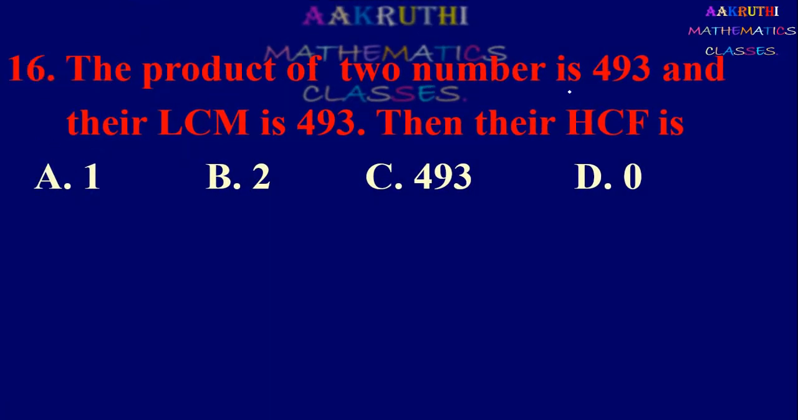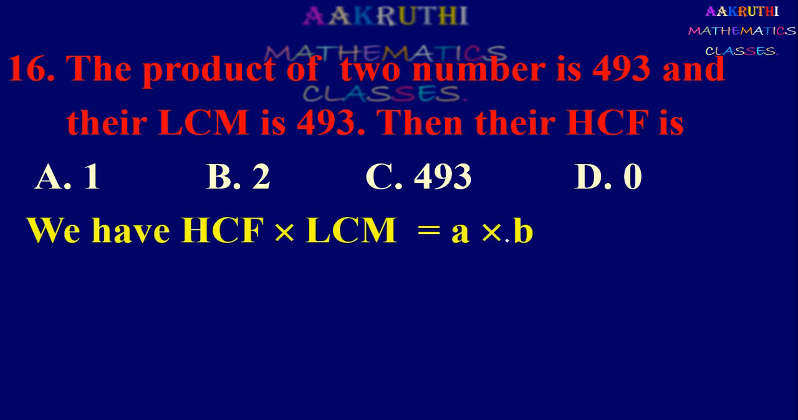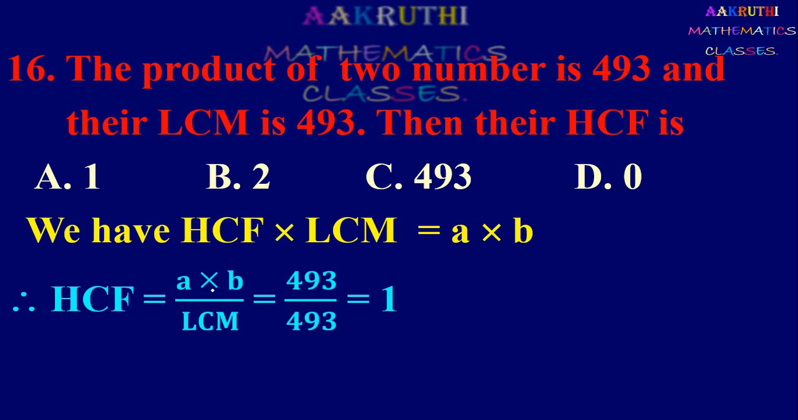The product of two numbers is 493 and their LCM is 493. So then their HCF is? Here we have one property: product of HCF and LCM equals A into B, that is, the product of two numbers. So here HCF equals A into B divided by LCM. A into B equals 493 and LCM is also 493. So we get 493 by 493, which is 1. Therefore HCF of the two numbers is 1, which is option A. So here the correct option is option A.